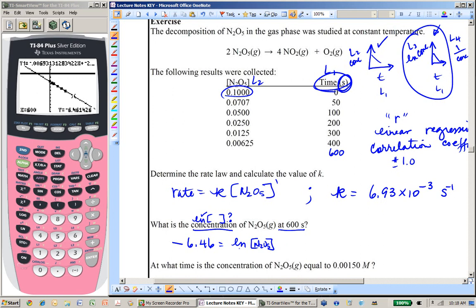So if I want to take the inverse natural log, which is what I need, in other words, I need e to this number, to the negative 6.46 blah, blah, blah, in order to get my concentration.